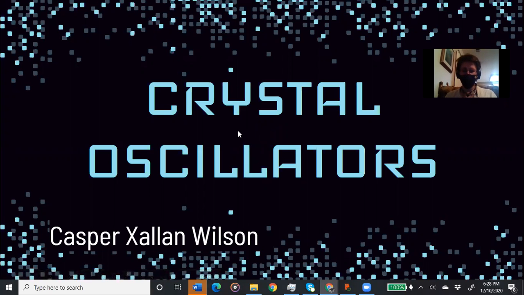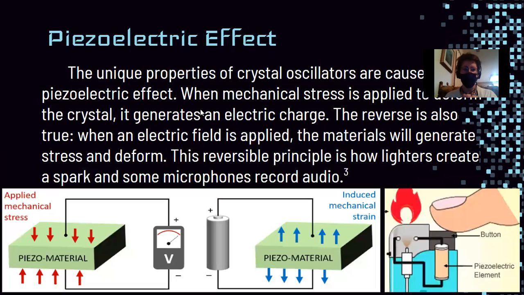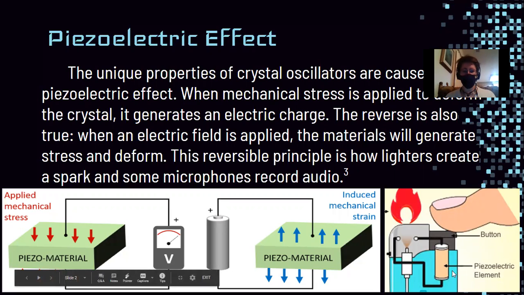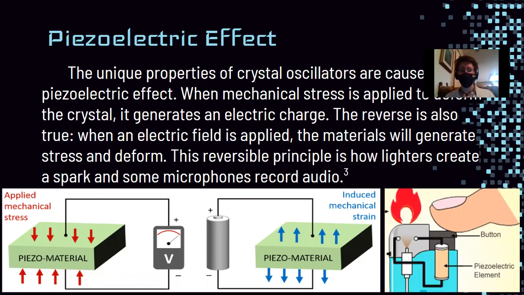Essentially, crystal oscillators work by the piezoelectric effect, which arises from the unique properties of crystals that cause an electric charge to be generated when mechanical stress is applied to the crystal. And the reverse is also true. When an electrical field is applied to the crystal, the material itself will generate stress and deform. This reversible principle is how lighters create a spark, which we can see down here, and how some microphones record audio by registering the different beats in the air.